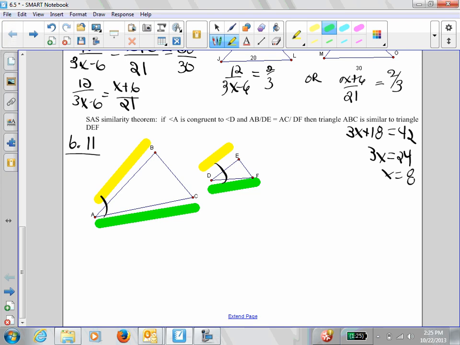So if I have a set of congruent angles, and I know that the two sides surrounding it are proportional and have the same scale factor, then I know that those triangles are going to be similar. Not congruent, but similar.